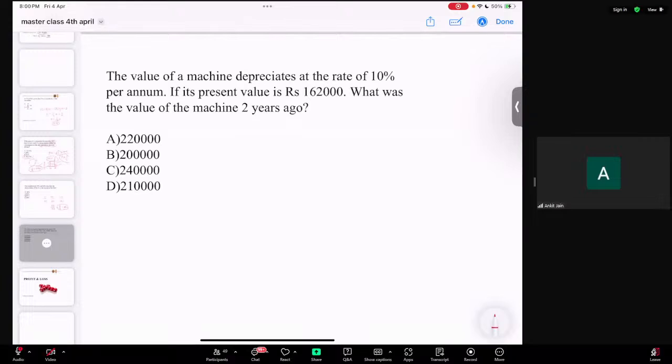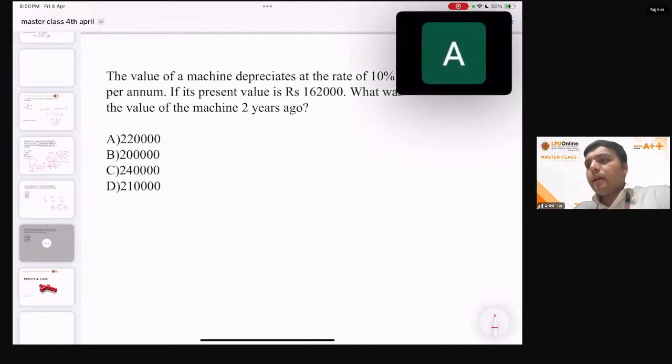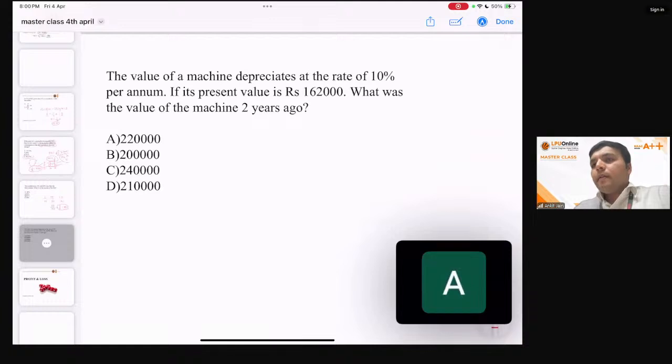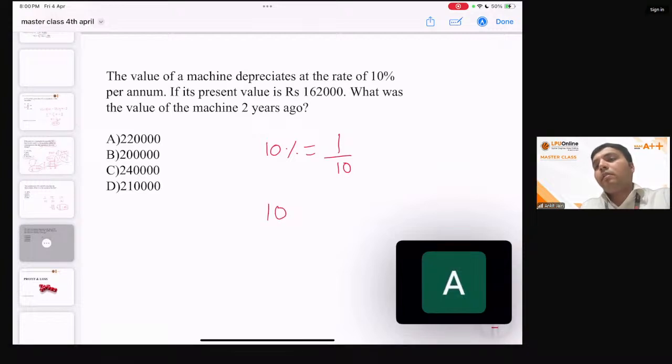See, the value of a machine depreciates every year at a rate of 10%. 10%, as we have already discussed, is 1 by 10. Depreciating 10% means 10 becomes 9, a decrease of 1 in 10. In the first year, the price is reduced from 10 to 9. Again, in the second year, the price is reduced from 10 to 9.